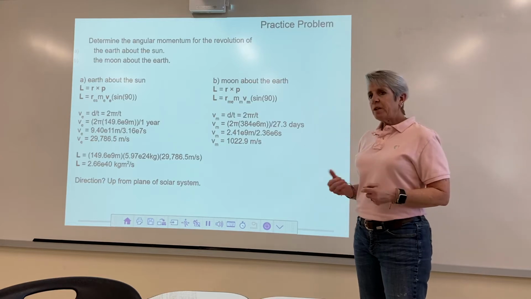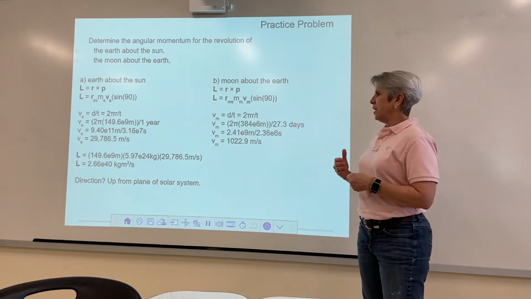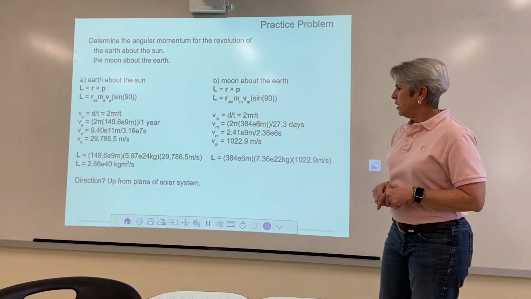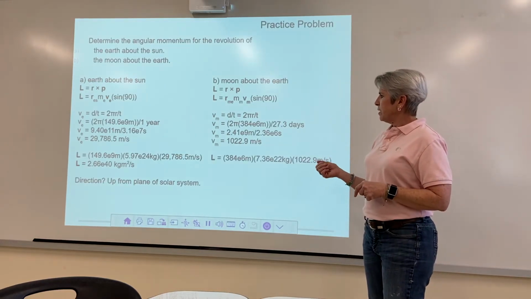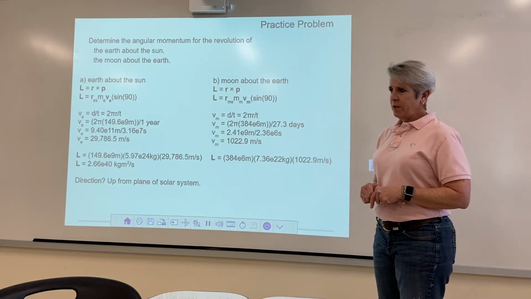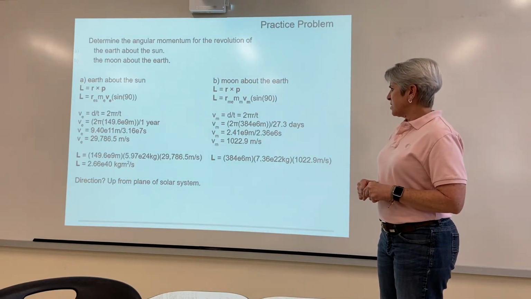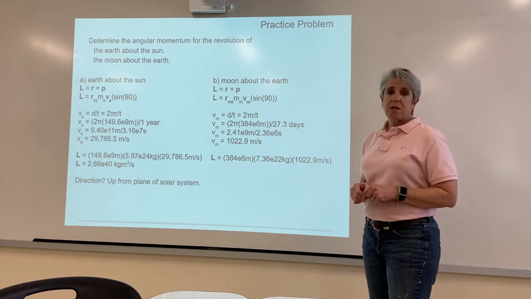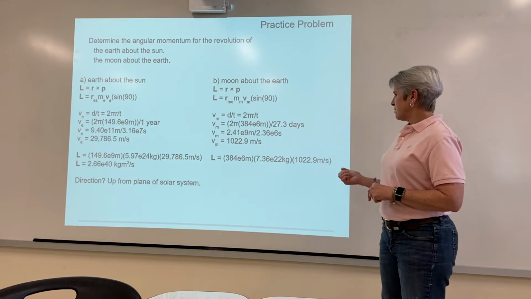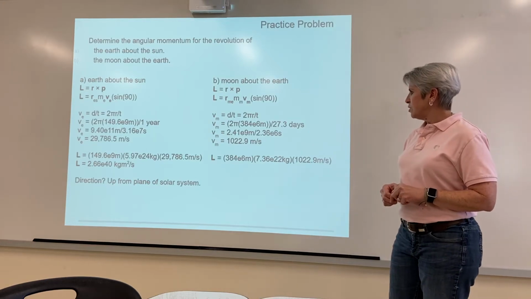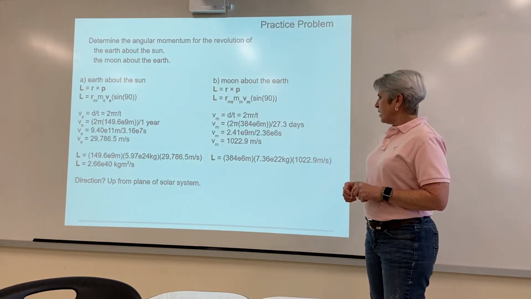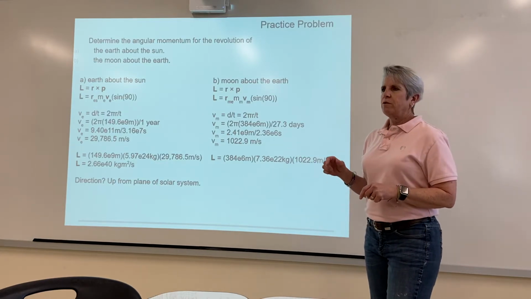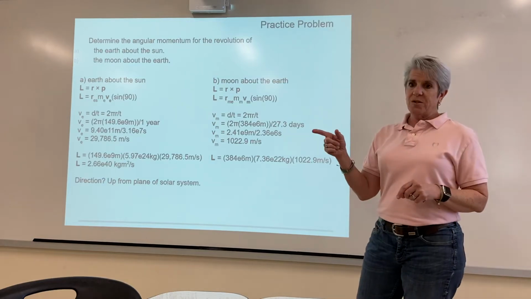Now that we know the velocity of the moon, we can find the angular momentum of the moon by doing L is radius times mass times velocity. So once again, the radius from the earth to the moon, 384 times 10 to the 6 meters, times the mass of the moon, which is 7.36 times 10 to the 22 kilograms, and then times the velocity, 1,022.9 meters per second. So when we talk about what direction this is orbiting, then to right-hand rule this, we would need the radius and the velocity.